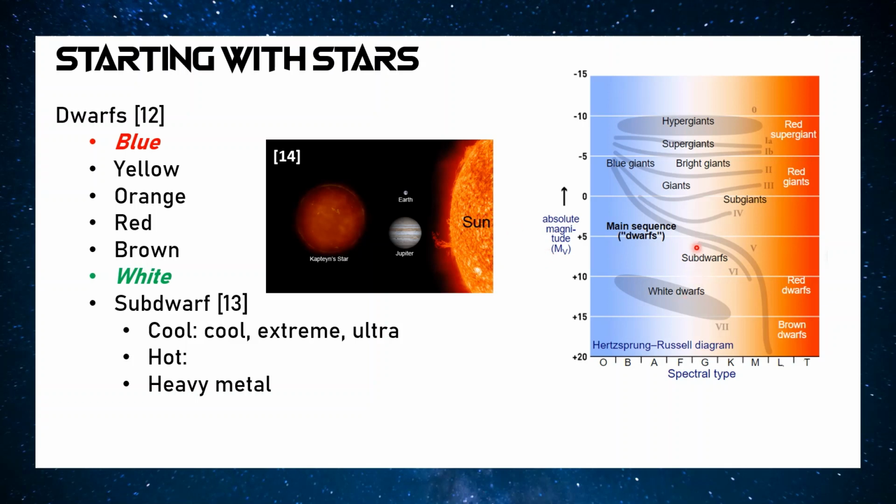And then there's these subdwarfs, which are actually below the main sequence. Here's an example here of a Capitoline star. You can see it's a lot smaller than the Sun, but it's still bigger than the Earth or even Jupiter. So it's a rather small star. And there's different classes between the subdwarfs. They can either be cool, extremely cool, or ultra cool. And then there can be hot dwarfs and then heavy metal dwarfs, which sounds like a sweet band name. On the other side of the coin, we have the giants.